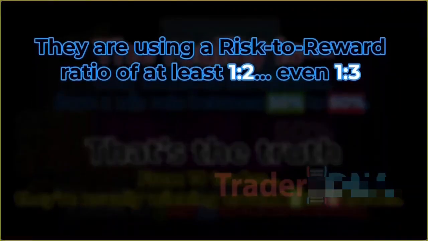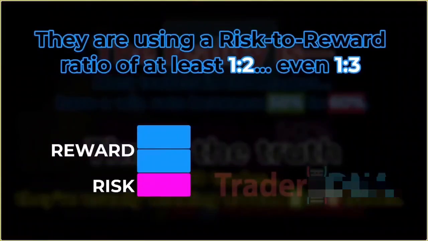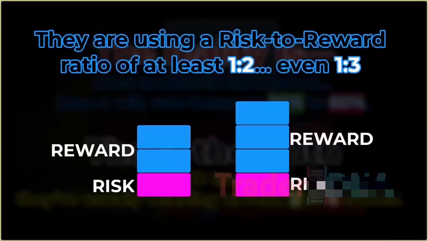Because they are using a risk to reward ratio of at least 1:2, even 1:3. So even if they only win 50% or 60% of the time, their winners are bigger than their losers. Which means, over time, they're still consistently profitable. I need you to really understand this, because this right here changes everything.